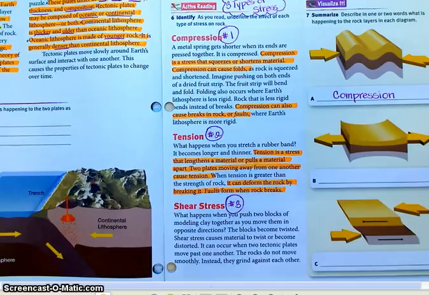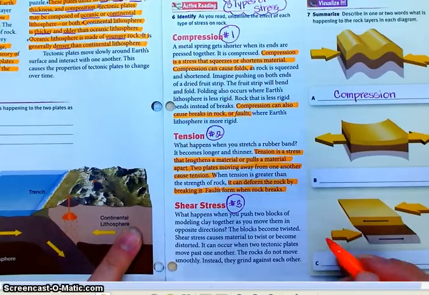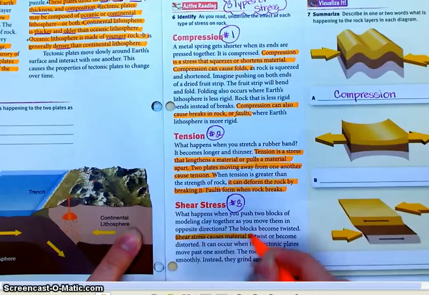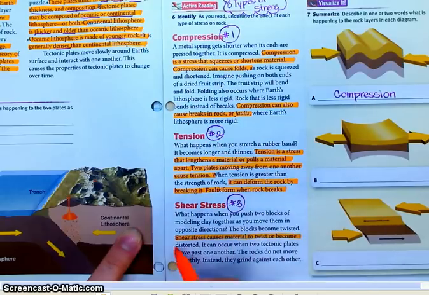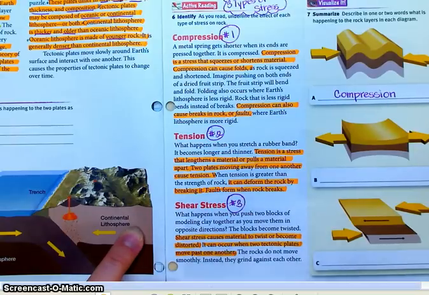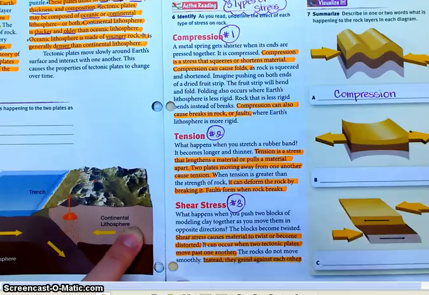The rocks don't move smoothly, instead they grind against each other. Okay. So, shear stress causes material to twist or become distorted, and it occurs when tectonic plates attempt to slide past one another. Okay. The plates wind up grinding against each other.